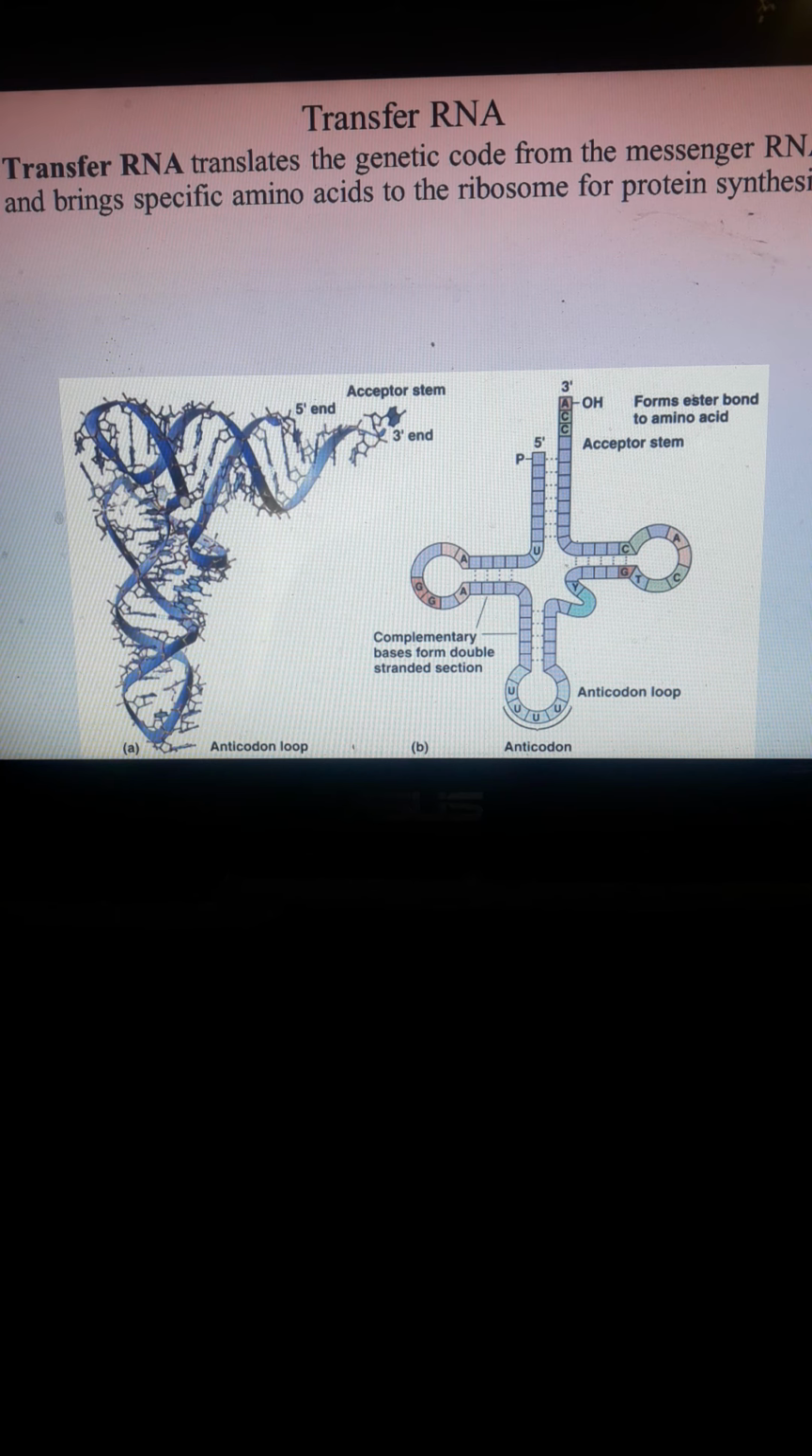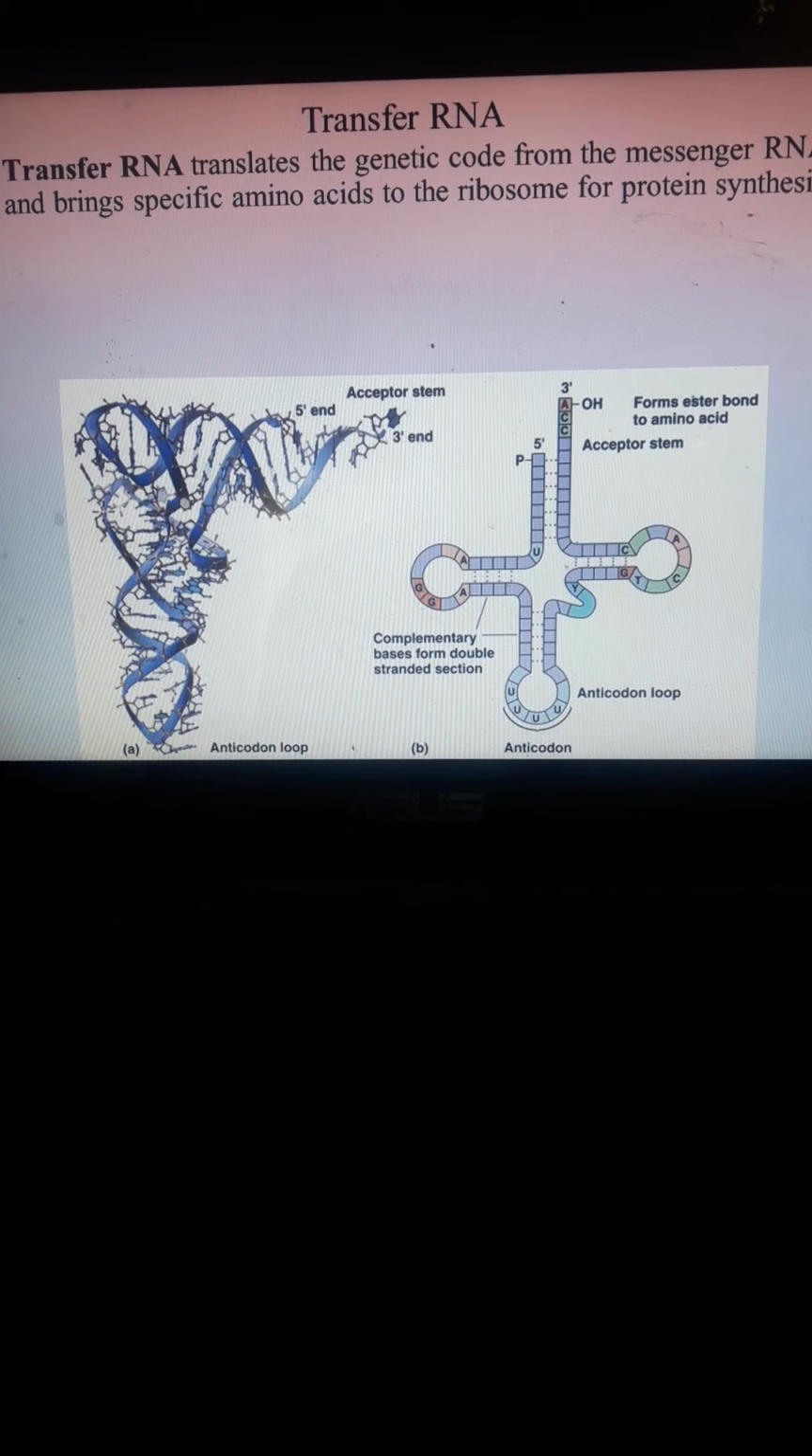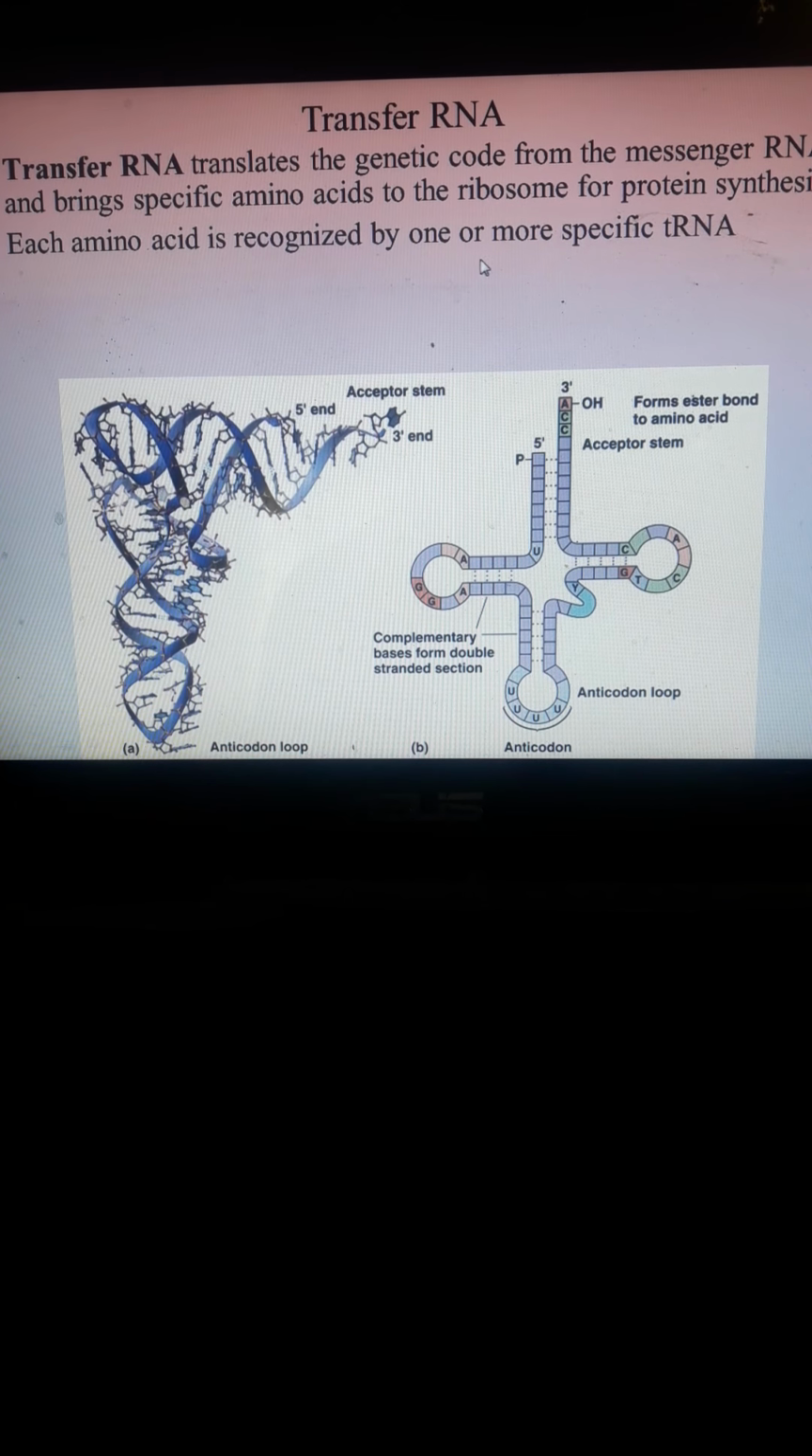So before magkaroon ng protein synthesis, it is the messenger RNA usually that informs or carries the message to the transfer RNA para i-translate yung genetic code, then followed by protein synthesis. Okay? And each amino acid is recognized by one or more transfer RNA. So, every amino acid, example glycine, alanine, is recognized by a specific transfer RNA, kasi sila yung nag-translate ng genetic code. Sa genetic code, nandoon yung mga amino acids. Okay?